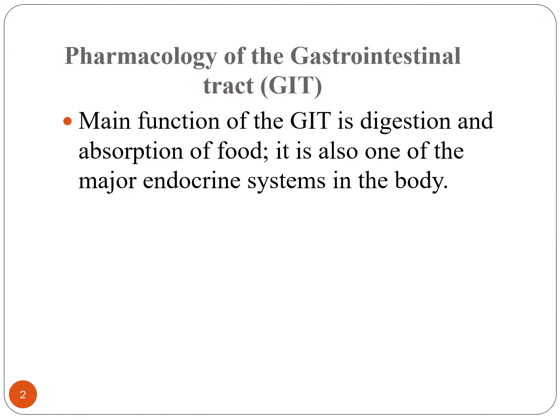As you know, the main function of the GIT is digestion and absorption of food. Besides that, the GIT is one of the major endocrine systems in the body, because the GIT can secrete a group of hormones secreted by enteroendocrine cells in the stomach, such as secretin, which is a hormone responsible for water homeostasis, and also cholecystokinin, the hormone that is secreted by the GIT cells and is responsible for the digestion of fats and proteins.